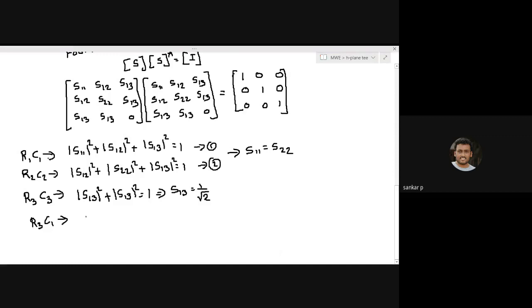S13 into S11 plus S13 into S12 equal to 0. That implies S11 is equal to minus S12, or S12 is equal to minus S11. Okay, now we will get it.